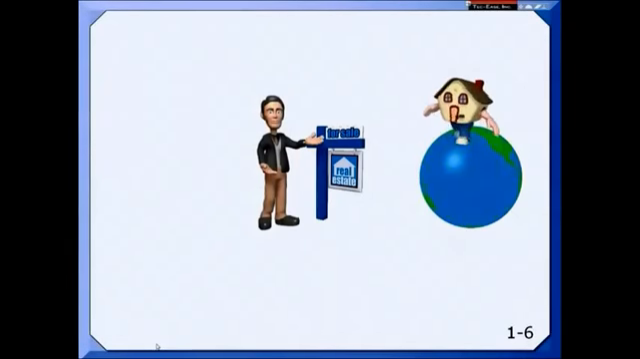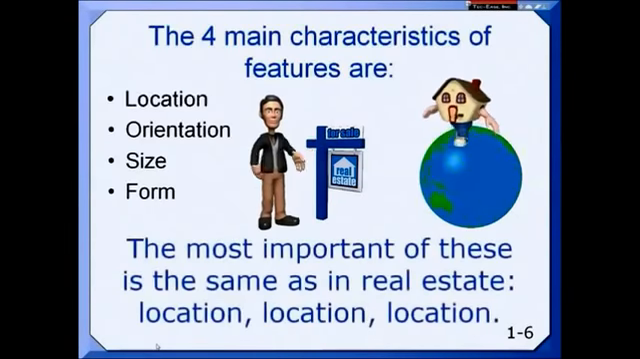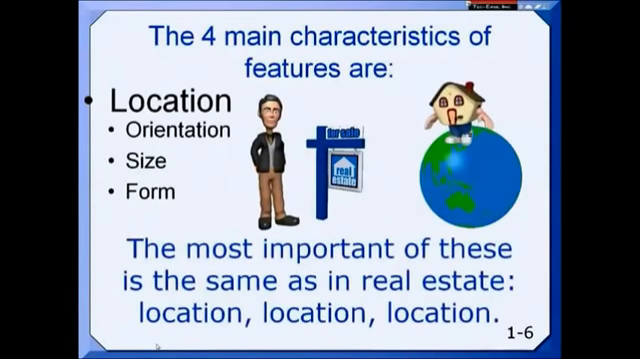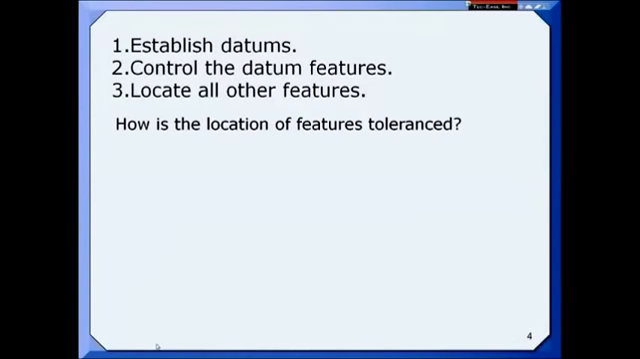So, we have 4 characteristics. In general, they are location, orientation, size, and form, but just like in real estate, the most critical of those is location. So, once again, we establish our datums, we control the datum features, and then we have to locate everybody else. So the question becomes, how should I tolerance the location of these other features? Well, not with plus-minus tolerance dimensions. Get over that, will you?